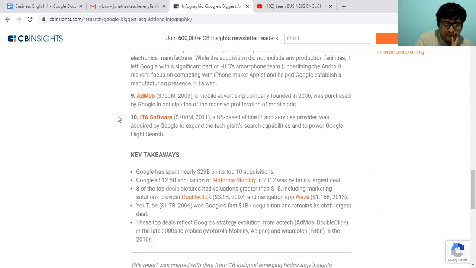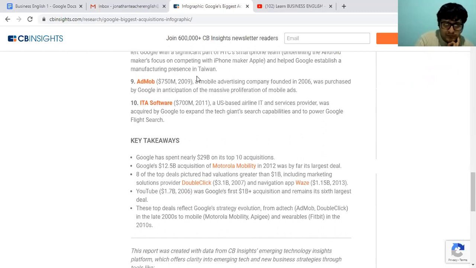Almost done. AdMob in 2009, a mobile advertising company founded in 2006, was purchased by Google in anticipation of the massive proliferation of mobile ads.